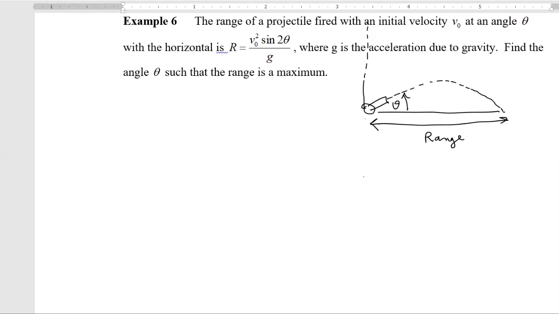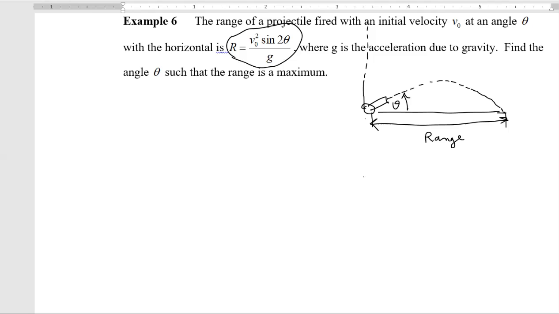And here's a little diagram of what's going on. We have what looks like a rocket, a cannon or something shooting a projectile at an angle theta, initially at an angle theta off of the horizontal. And the range is the distance between the beginning and the end of the flight of the projectile. We're trying to maximize that number. And this is a formula for that range value R.